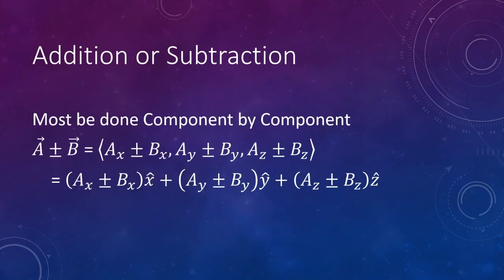So when you're adding or subtracting vectors, you always have to do it component by component. So a plus or minus b means ax plus or minus bx, that in the x direction, then ay plus or minus by, then az plus or minus bz. And you always keep your x, y, and z components all separate.